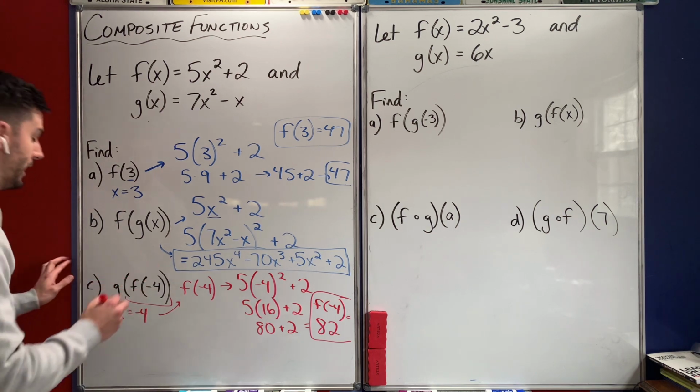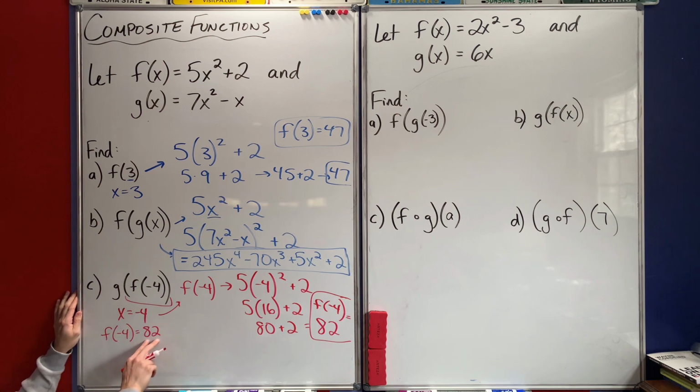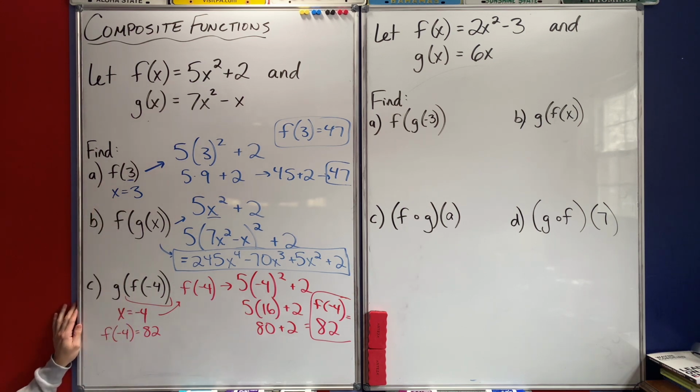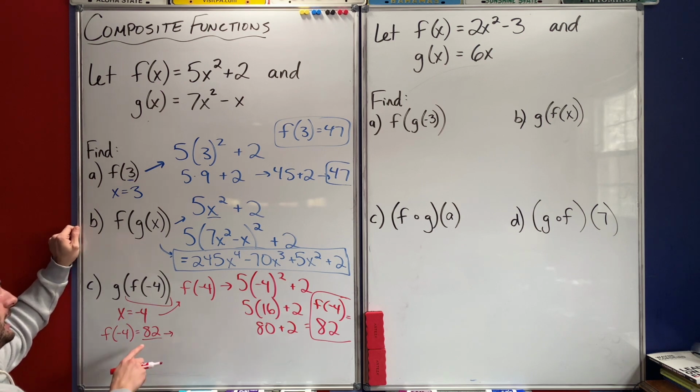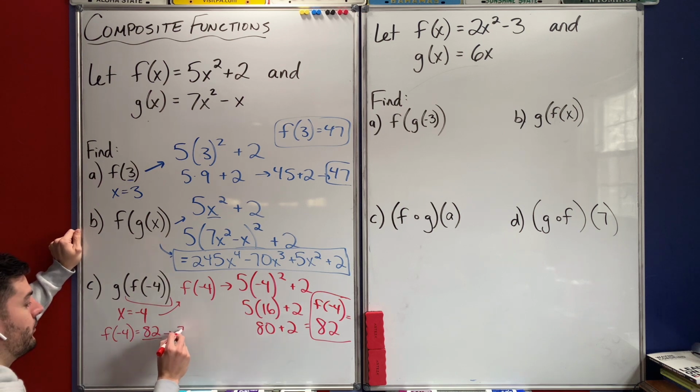Okay, so now that I found f of negative 4 equals 82, it's saying take that 82 and plug it into the g equation. We're going to replace all the x's in that equation with 82. So for this one, I'm plugging 82 into the g equation now. My f answer, I'm plugging that in for g. So 7x squared minus x. So all the x's are being replaced with 82s.